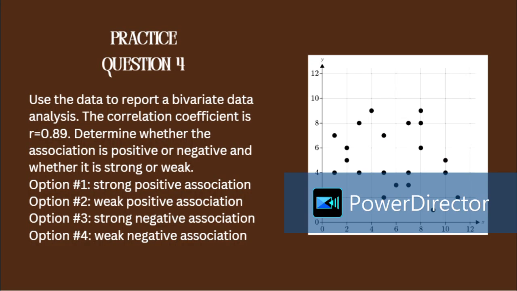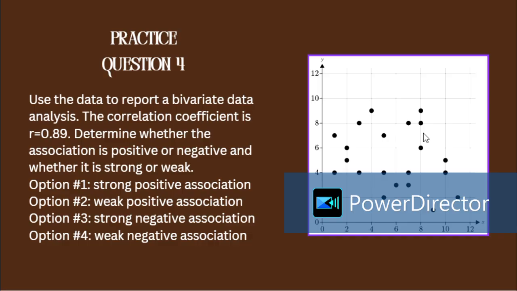Practice question 4. Use the data to report a bivariate data analysis. The correlation coefficient is R equals 0.89. Determine whether the association is positive or negative and whether it is strong or weak. Okay, it's neither positive nor negative because it's random.